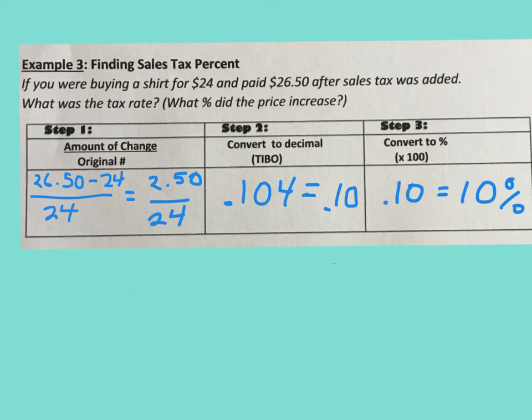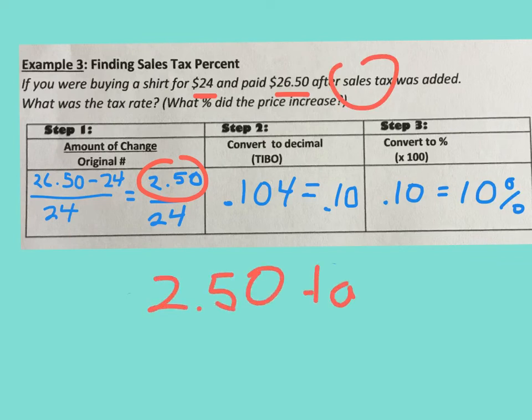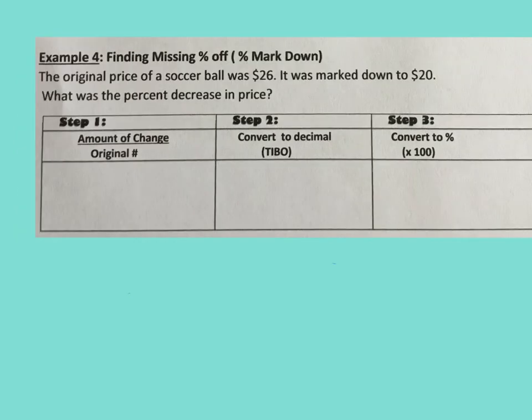Oh, also, I wanted to point out that $2.50, the difference between the price of the shirt and the price I paid at the register, that was actually my sales tax. So $2.50 was my actual tax. And I just figured out, well, what percent is $2.50 of the $24? And that would have been a 10% tax rate.